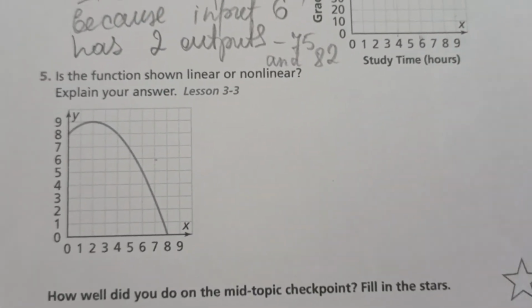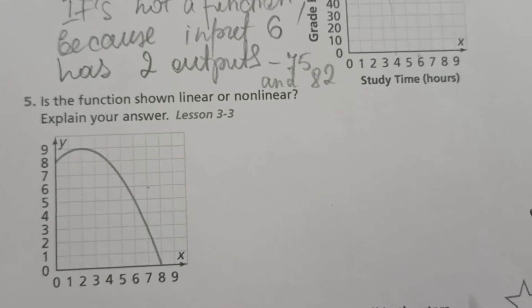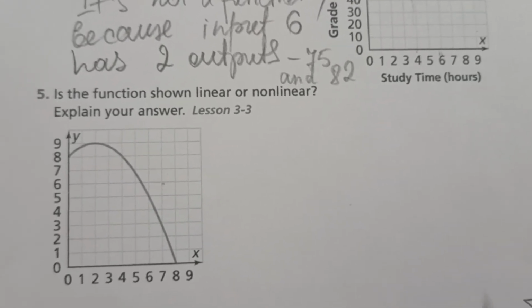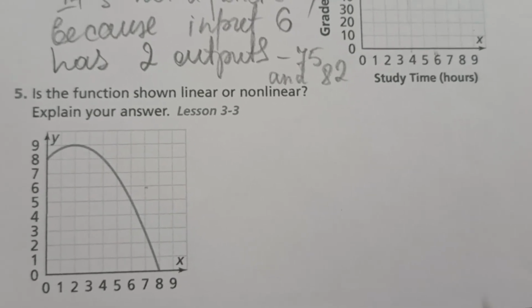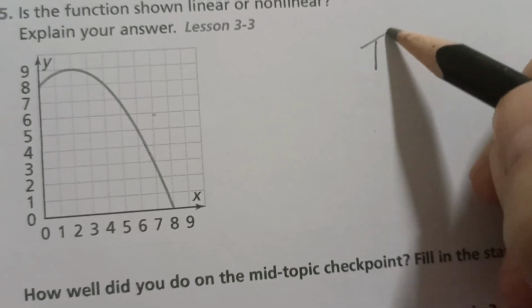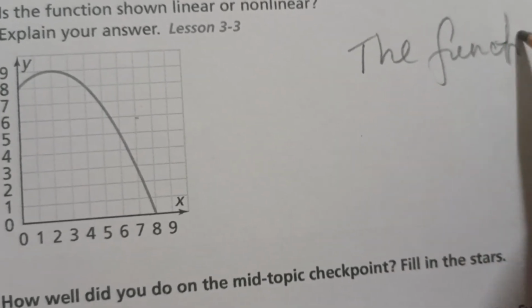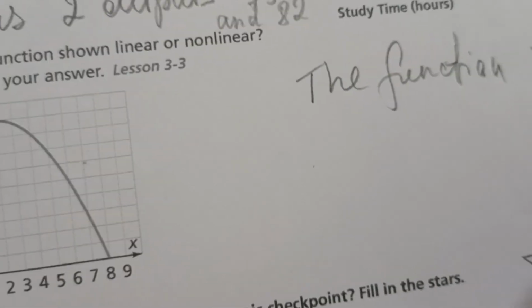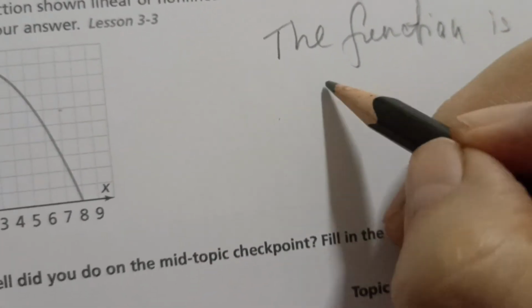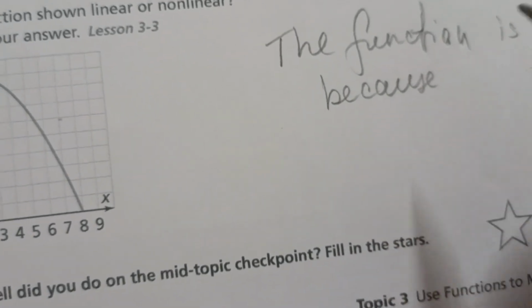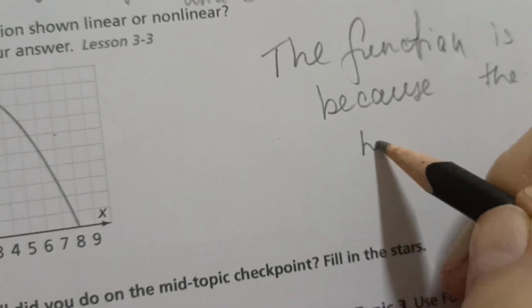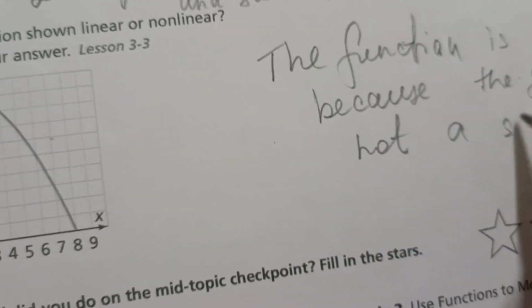And number 5, easy peasy, is the function shown linear or non-linear? Of course, if you cannot see a straight line, it's non-linear. That's it, okay? So let us write this. The function is non-linear because the graph is not a straight line.